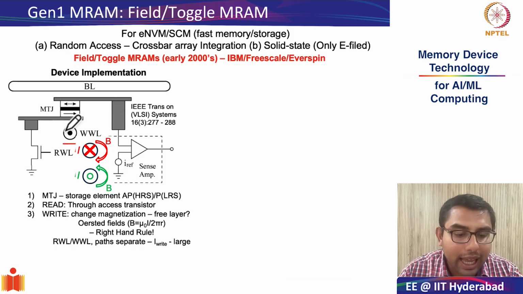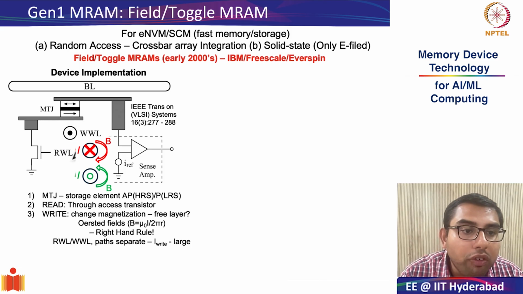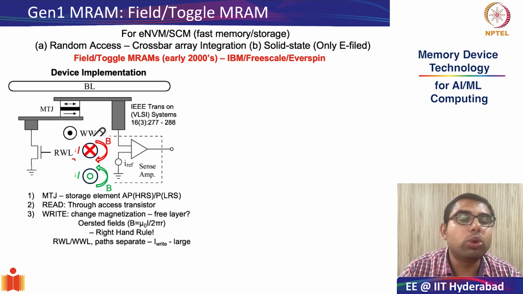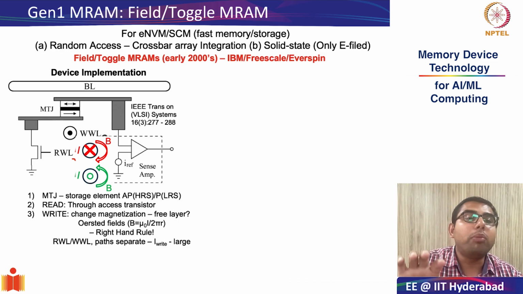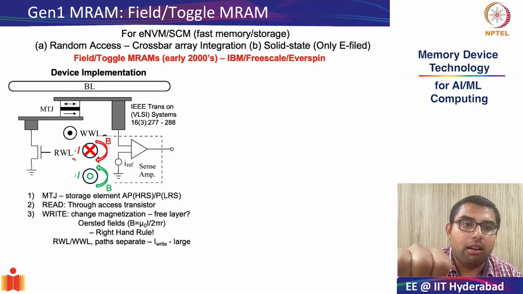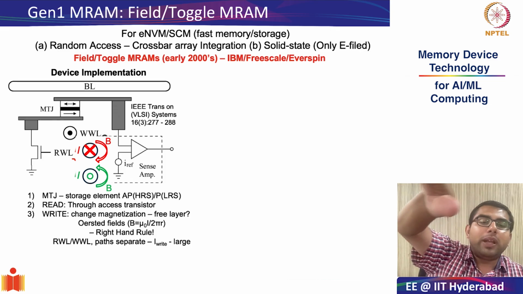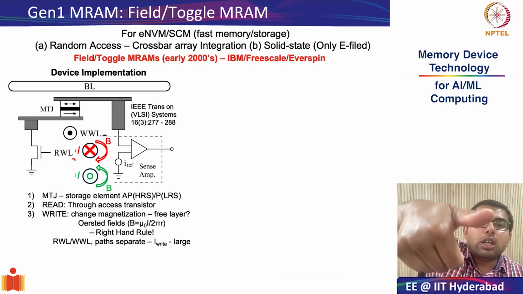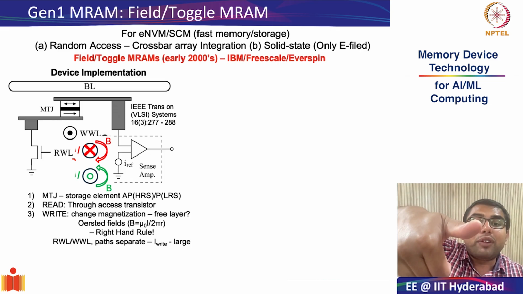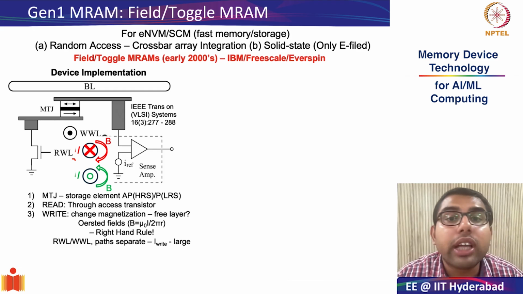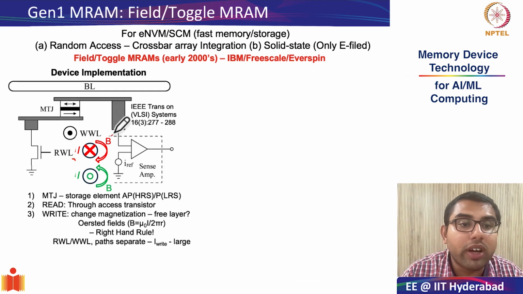Essentially, you play with the direction of current that is flowing through this write word line wire. As you can see from the right-hand thumb rule, if the direction of the current is inside the plane or inside the slide, going from me to you, then through the right-hand thumb rule, please look at the camera, the magnetic field which will be generated is in the clockwise direction, as you see over here.